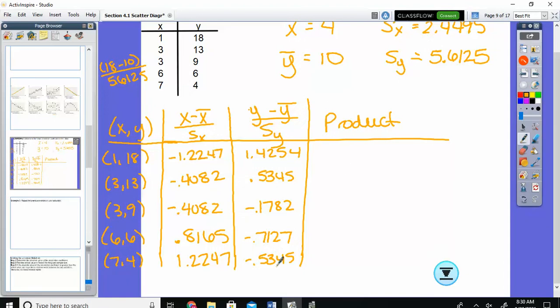Everybody understand how I have filled out my table so far? I'm kind of confused. Okay, so for this one, for instance, you take the y value. The y value here was 13, minus the mean of our y's, which was 10, divided by the standard deviation of y, which was 6. And really all you're doing as you go down this table is changing that y value to be the y value of those ordered pairs.